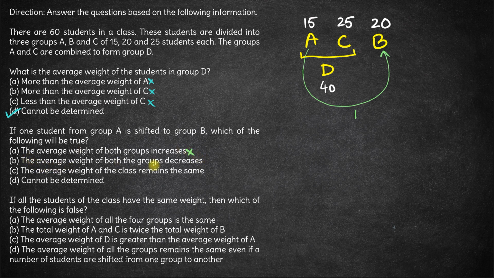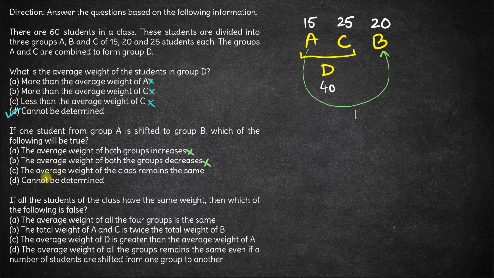Option B, the average weight of both the groups decreases. Now again, obviously this is not going to be true. The average weight of one will definitely increase and the other will definitely decrease. That's for sure going to happen. Or what may happen is that the average of both the groups remains the same. That's also a possibility. But it is not possible that the average of both increases or the average of both decreases. That is for sure not possible. So option B is definitely not true.